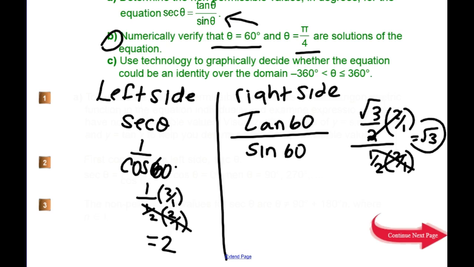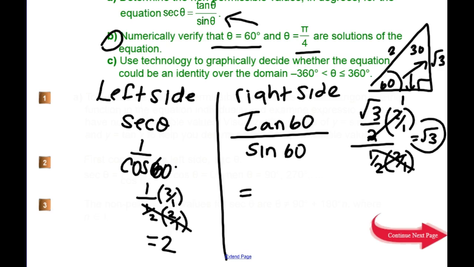This also could be done using our special triangles, right? Because we know one of those triangles is 30, 60, 90. If we're using our special triangle, going from the 60 and saying tan, tan is opposite over adjacent. Opposite is root 3, adjacent is 1, so it's root 3 over 1. So now we know that tan 60 is root 3, and we can use the special triangle just like we did before to find sine 60, or you can look at your unit circle.